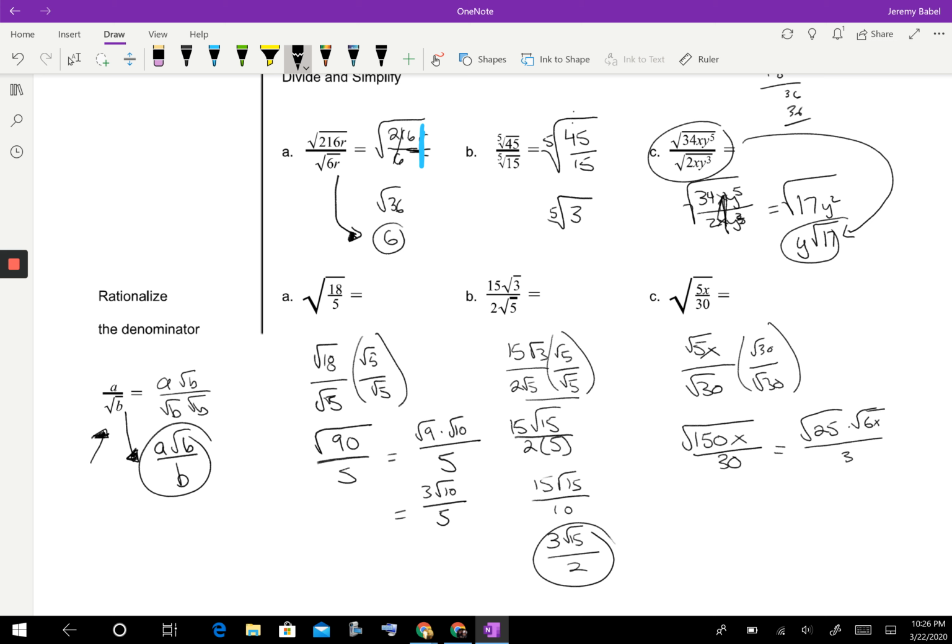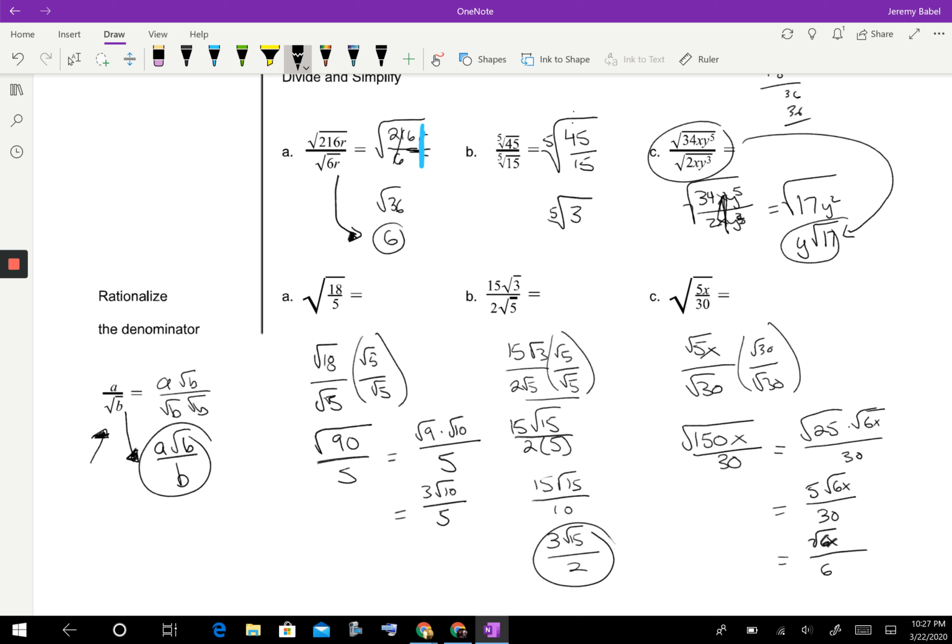And then over 30, that would be square root of 25 is 5 times the square root of 6x over 30. And then 5 does go into 30. We'll divide a 5 out of each of those. We've got 1 on the top. So square root of 6x. Ooh, that's ugly. Square root of 6x divided by 5. Nope, divided by 5. That should be a 6 there.